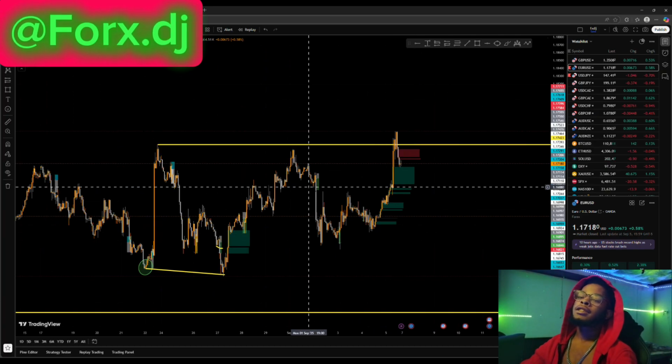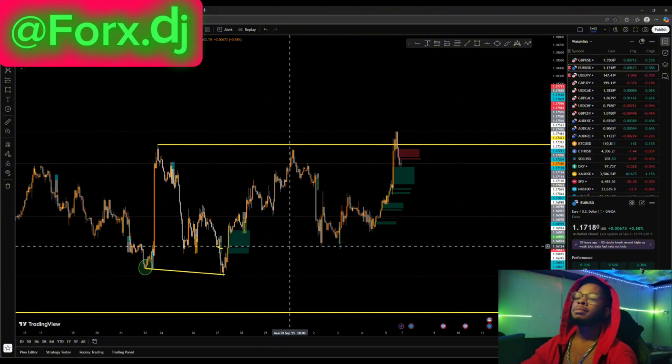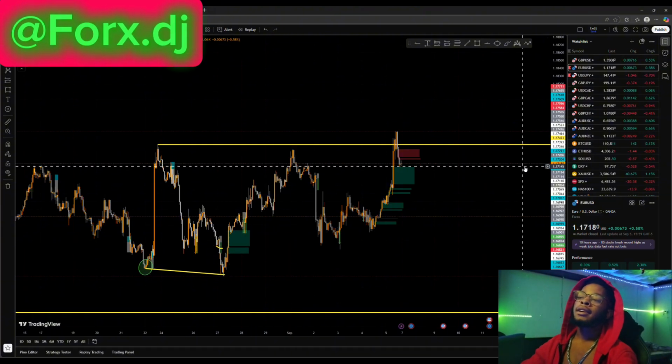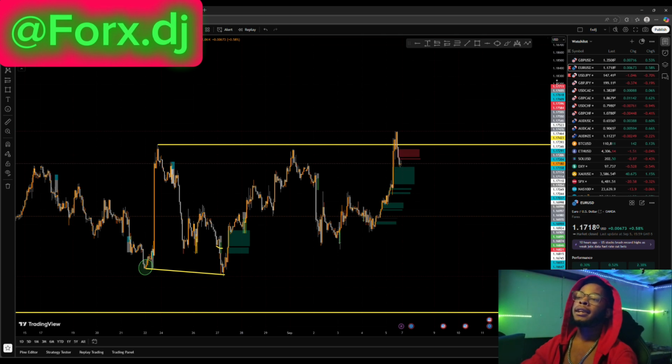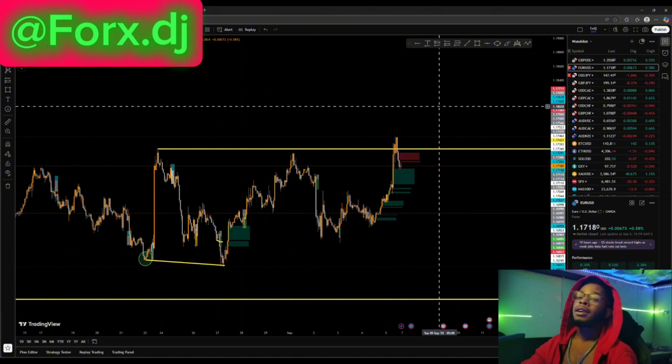Same thing. SMTs. It's another one. That's what I use. SMT divergence. When one pair breaks a high or low and the other pair doesn't. The other pair that doesn't, it's a lagging indicator. You know what I'm saying? That's really all the confluences that I use, man. Fair value gaps and SMTs is my go-tos.